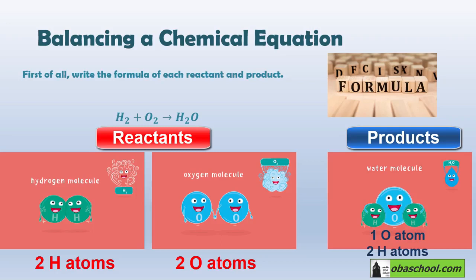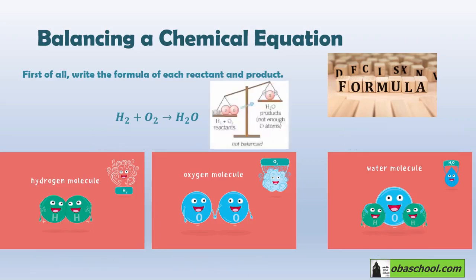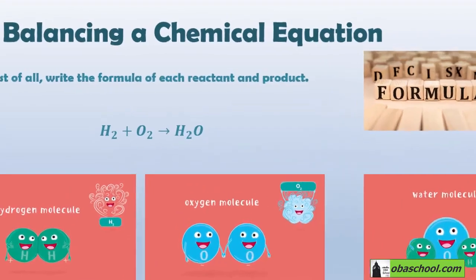So, in the reactant side, we have 2 hydrogen atoms and 2 oxygen atoms, while in the product side, we have 2 hydrogen atoms, however, we have only 1 oxygen atom, which means that this equation is not balanced because the number of oxygen atoms is not equal on both sides of the reaction. So what can we do?